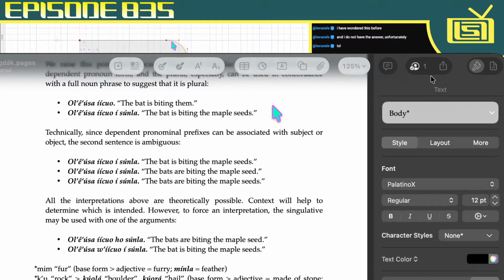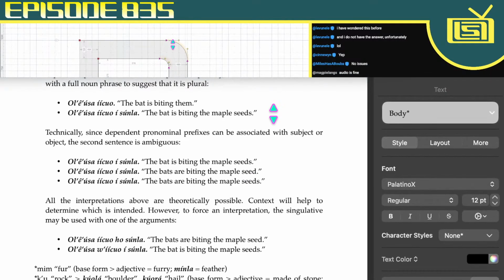I'm going to make this big. And then what I'm going to do is, first of all, we're going to get rid of the top bar. And then get rid of the sidebar.